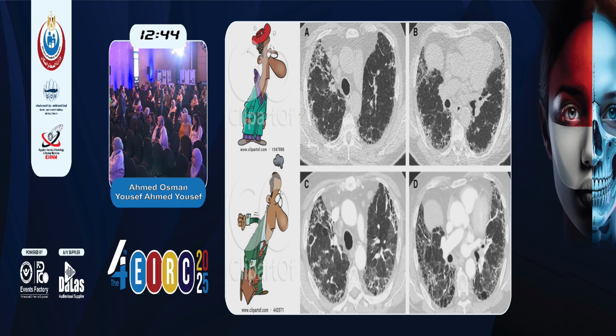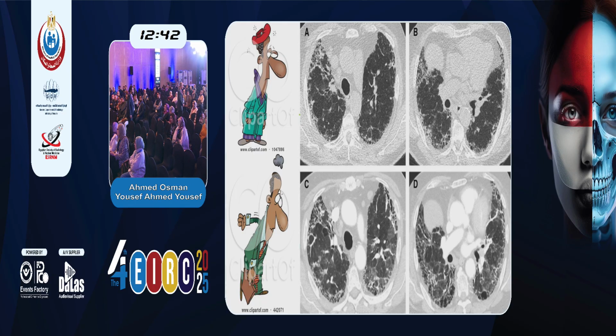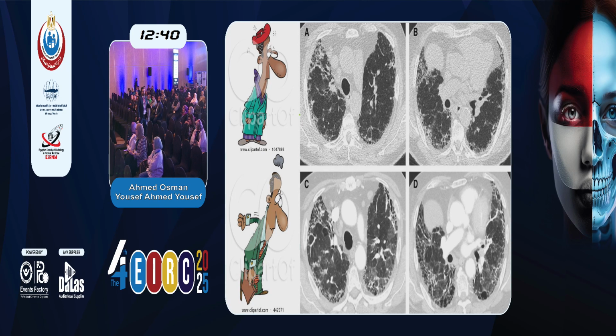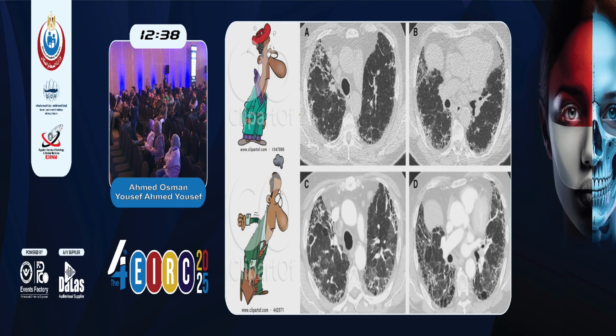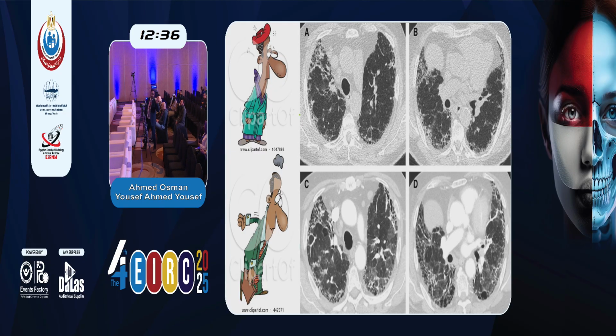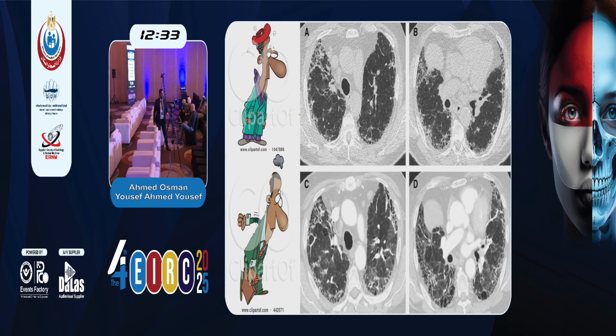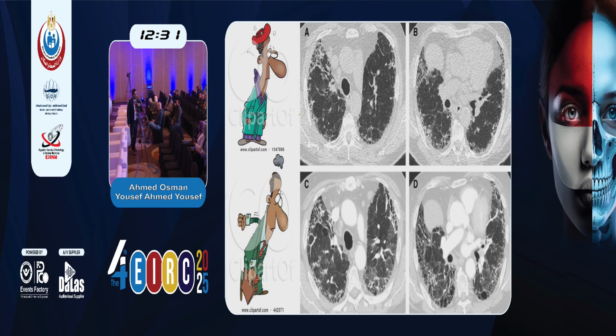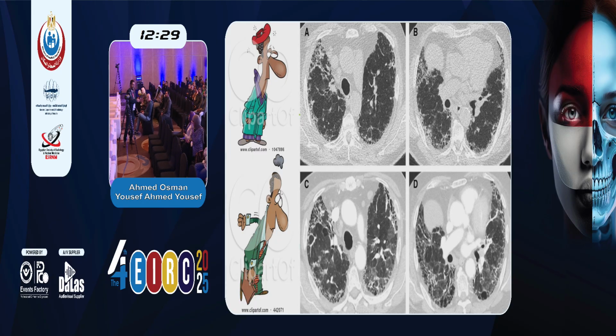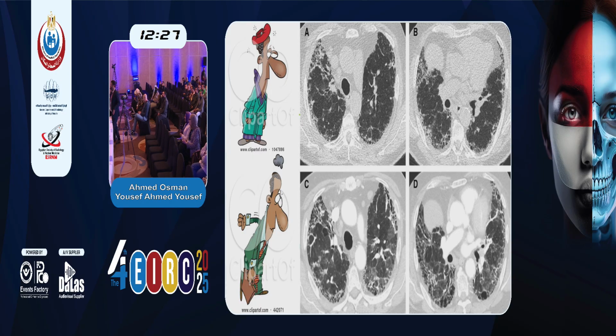Air trapping, not ground glass; that would be blackish, not whitish. The answer is activity of the disease. Any activity of fibrosis is presented first by ground glass. Activity of disease, activity of fibrosis, activity of UIP.